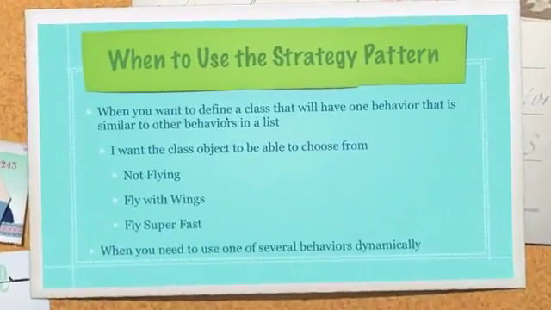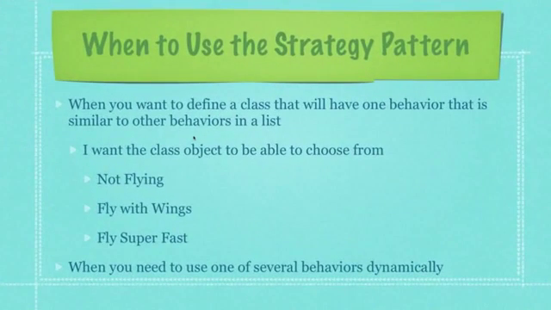So let's review. You are going to use the strategy pattern when you want to define a class that will have one behavior that is similar to all the other behaviors in a list. So we have animals that fly and animals that don't fly. The similarity is that flying is involved, whether it is they can't fly or they can fly. Or, to explain it in another way, you want a class object to be able to choose from, not flying, fly with wings, fly super fast. By adding in the strategy pattern, you're going to be able to dynamically create whole new different types of flying typed animals. So to get right down to it, you're going to use the strategy pattern when you need to use one of several behaviors dynamically.